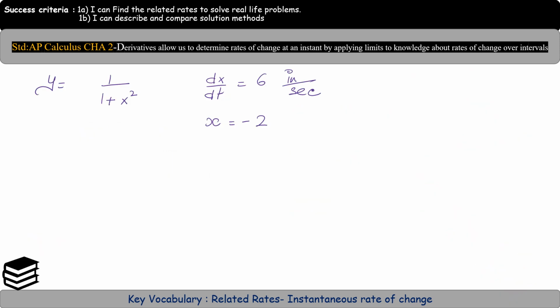Let's solve one more question. Find dy by dt if they are related with the equation y equals 1 over 1 plus x square, and given that dx by dt equals 6 inches per second, whereas x equals negative 2 inches. Now you have to take the derivative with respect to time.